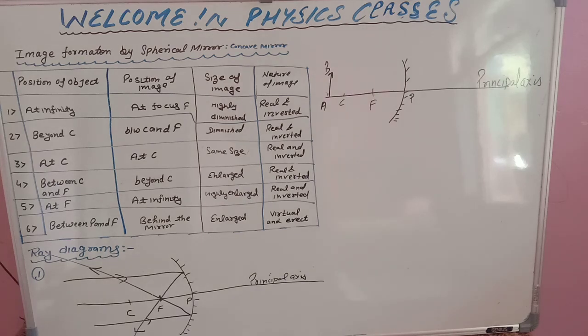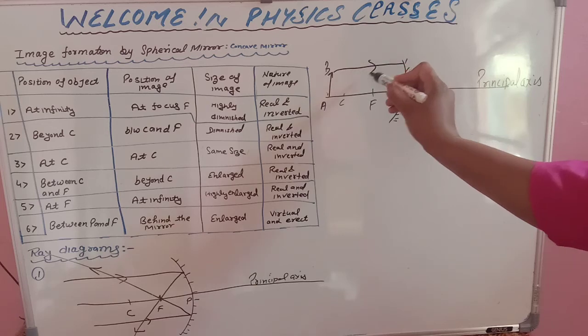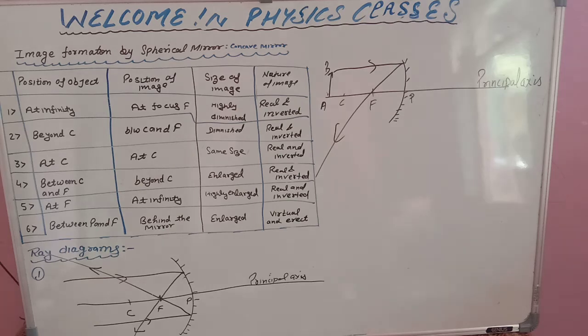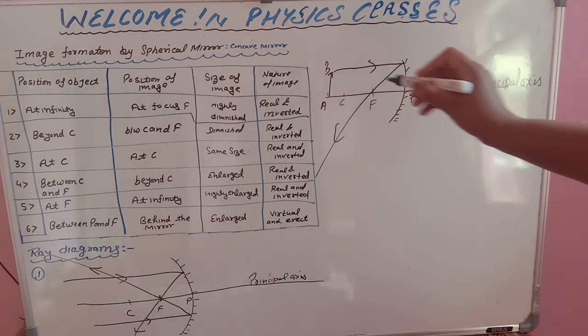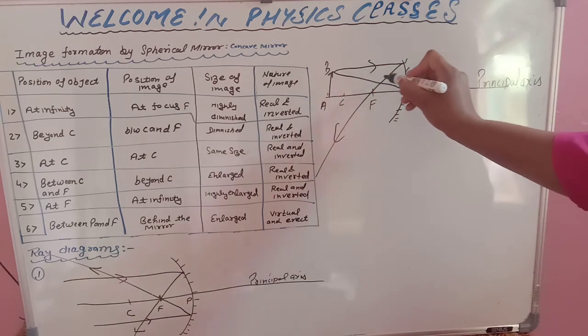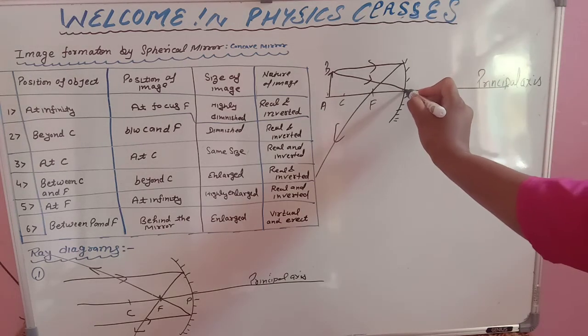Okay. Now see carefully. First ray will go straight, means parallel, straight ray, and it will pass through your focus. Second ray will go to pole. Arrows are very important. Now where is the position of image? You have to see position of image is between C and F. So I need to cut my first ray between C and F. So I will draw it like this.